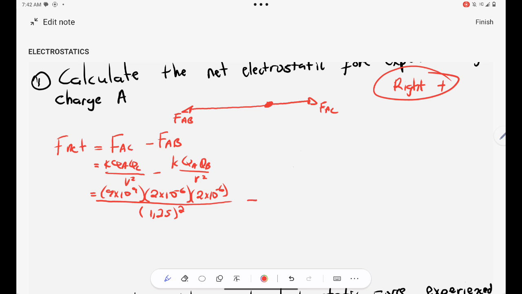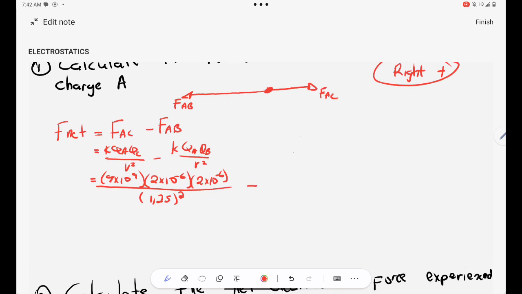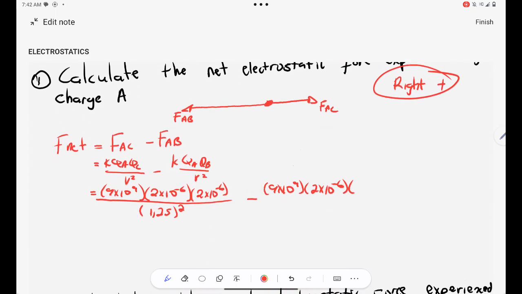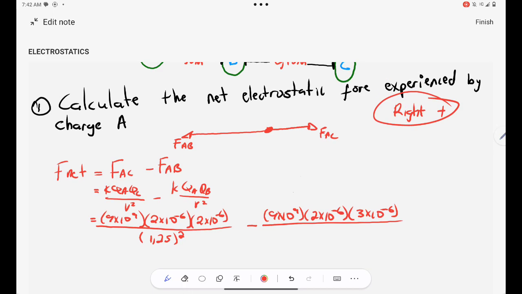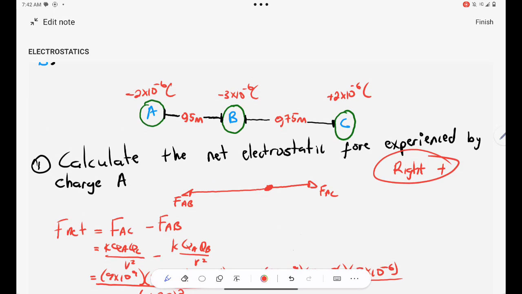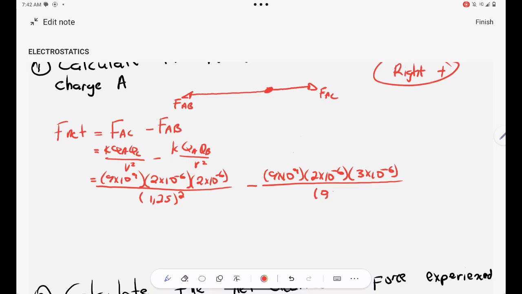Then for the electrostatic force between A and B, we'll still substitute the constant, 9 times 10 to the power 9. The charge on A is 2 times 10 to the negative 6. The charge on B is 3 times 10 to the negative 6. The distance between A and B is just 0.5, so that's 0.5 squared. All you have to do is punch this into your precious calculator to get the answer.